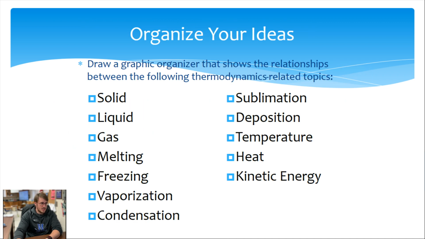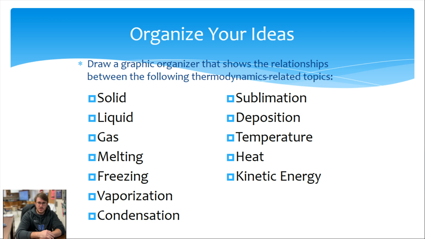So, a quick organization of ideas. Here's what I want you to do. I want you to try to create this on your own. On another side, I might correct it in case it needs to be different. Create a quick graphic organizer that shows relationships between the following thermodynamic related terms. Put solid, liquid, gas in a box, maybe in order. Put each word in its own separate box next to each other. That's all the direction I want to give you.